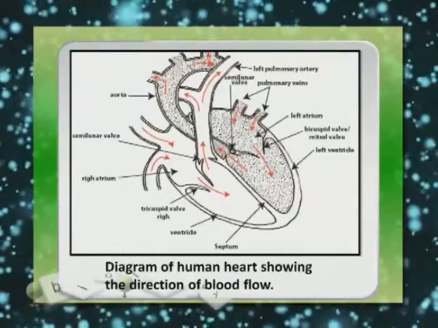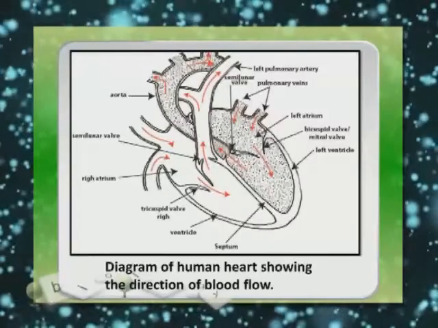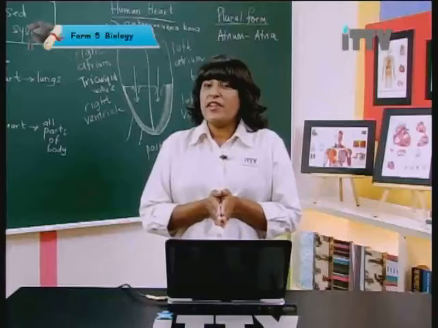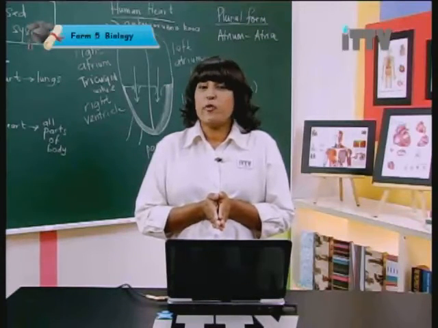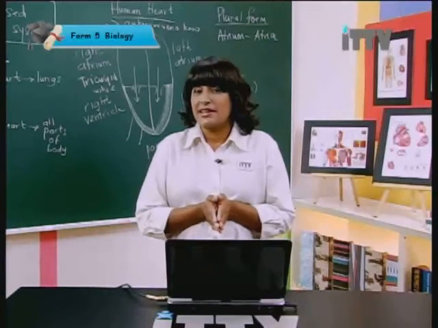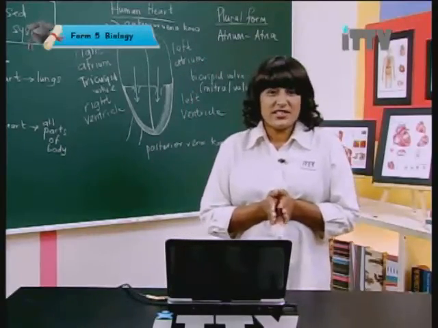With that, we have had a clear description of the function of the atrioventricular valves and the semilunar valves. Now, a very important question arises here as to why the left ventricle wall is thicker than the right ventricle wall. Any ideas, students?